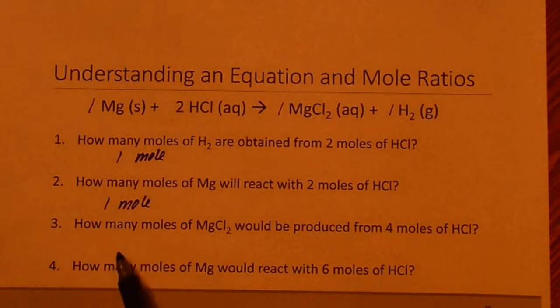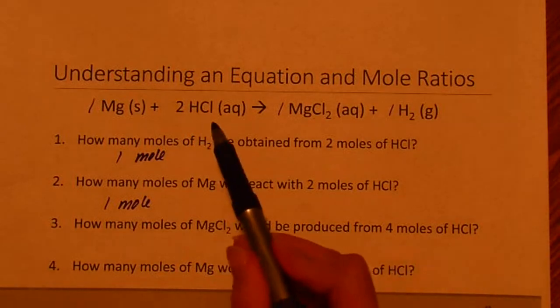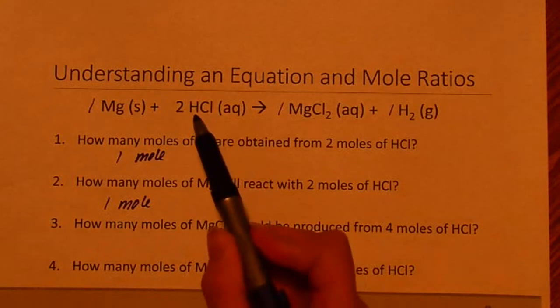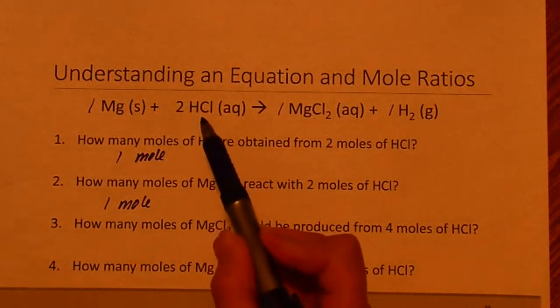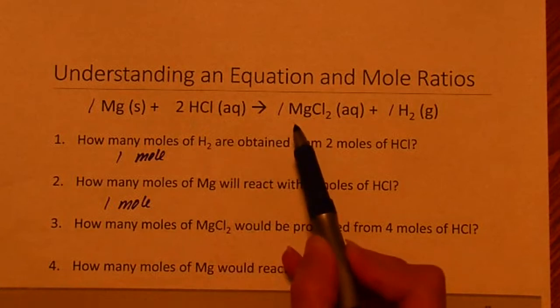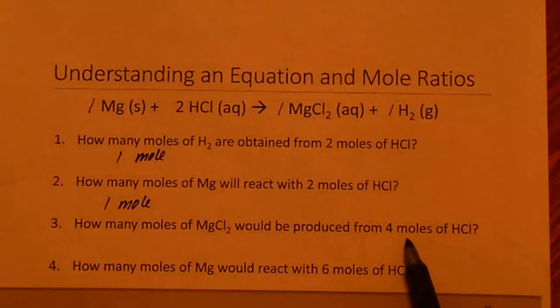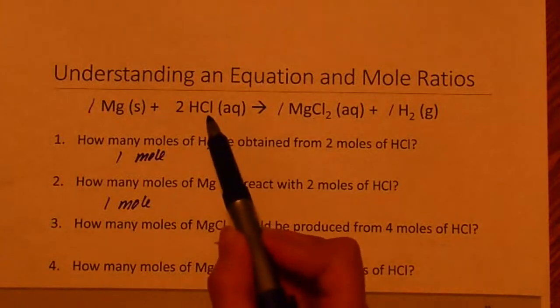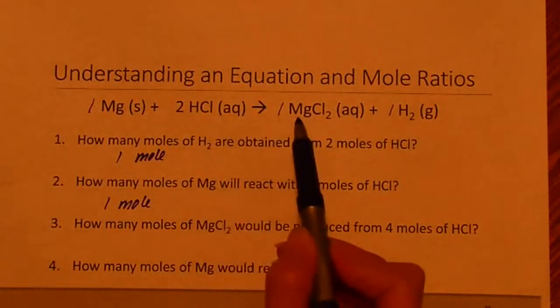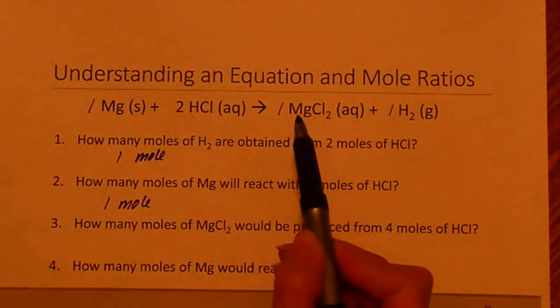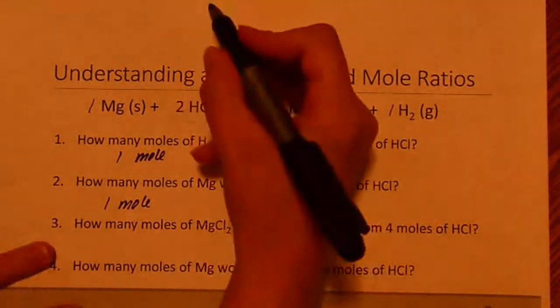Okay. So question 3 asks how many moles of magnesium chloride would be produced from 4 moles of HCl. Well, if I look at my reaction, it tells me that for every 2 moles of hydrochloric acid that react, that's going to produce 1 mole of magnesium chloride. Well, I have 4. So let's actually write that relationship between my hydrochloric acid and my magnesium chloride as an equivalency.